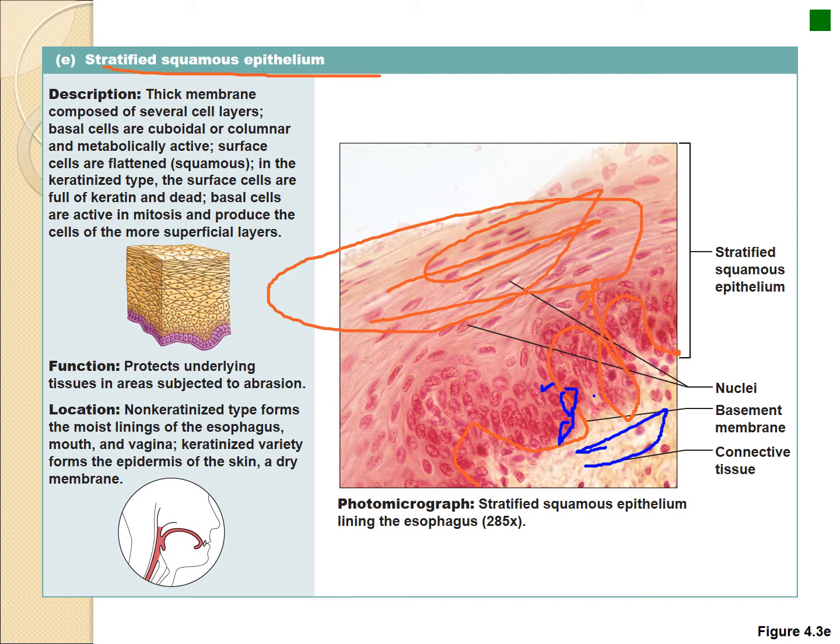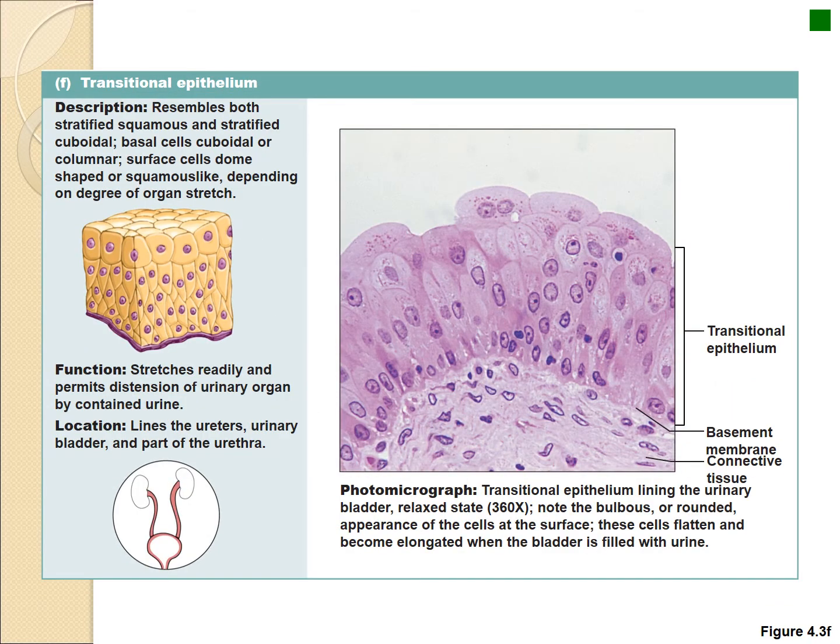So stratified squamous you'll usually see in the skin. And don't worry right now about non-keratinized and keratinized forms. We'll learn that when we get into epithelium and the integumentary system in the next chapter.